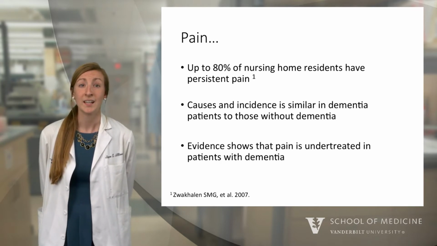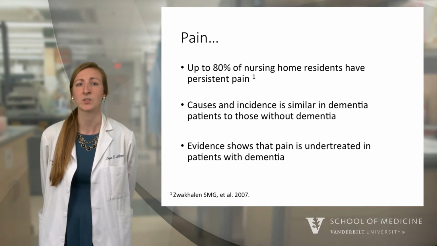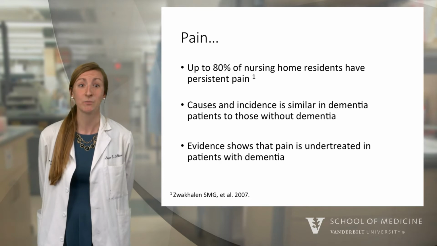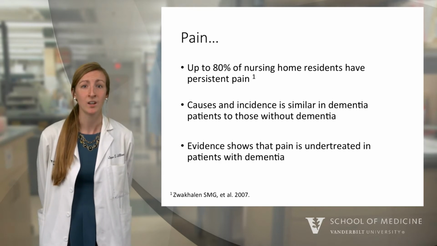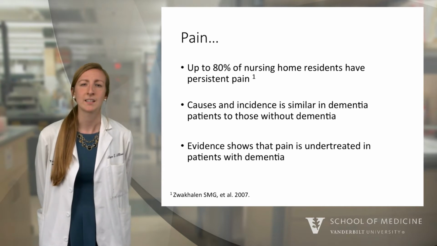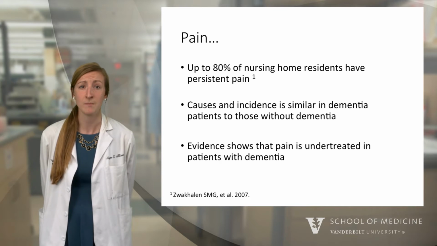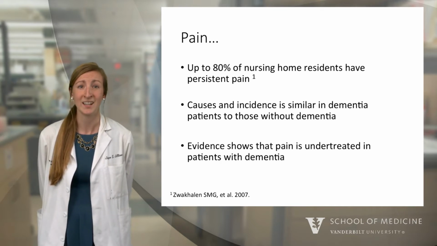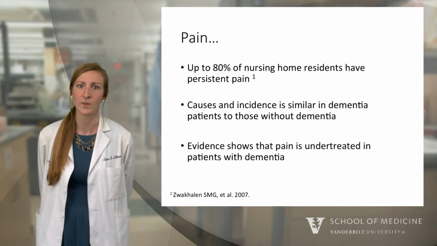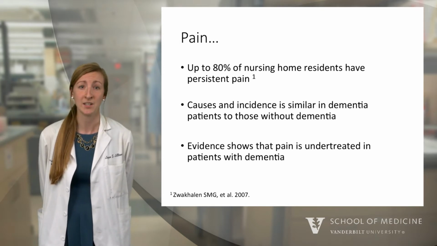In older adults, even minor insults, such as constipation or dehydration, can be a source of pain and discomfort. The causes and incidence of pain in individuals with dementia are similar to those of people without dementia. Despite this similar incidence, studies have shown that rates of analgesia administration for individuals with dementia are significantly lower than for those without dementia. This means that pain is frequently undertreated in dementia patients.